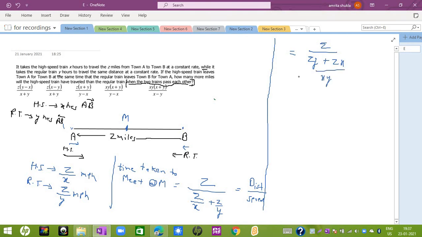Alright, so now x will go up. So this will become xyz divided by zy plus zx. Now I can cancel the z out, so I will be left with xy divided by x plus y. So this is the time taken by each of the trains to reach M. And this is quite crucial. If you can solve this much, you can almost solve the entire question quite easily.